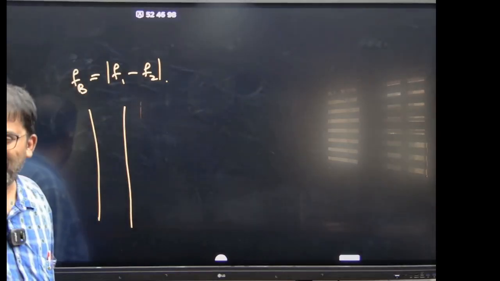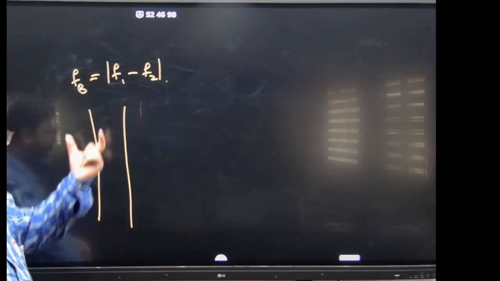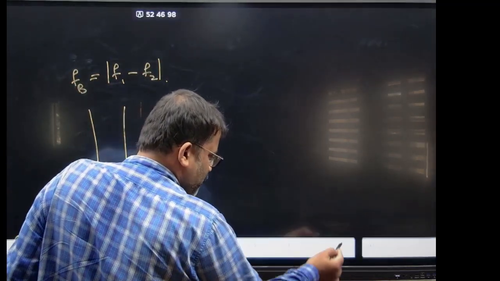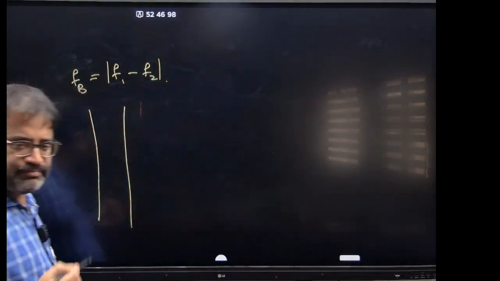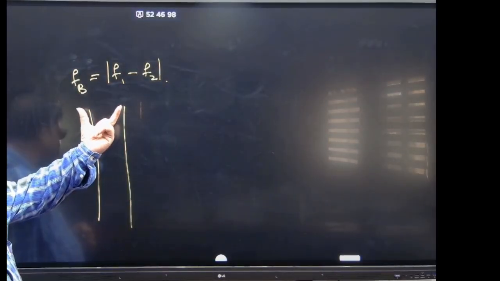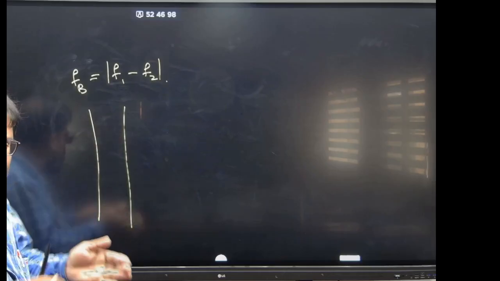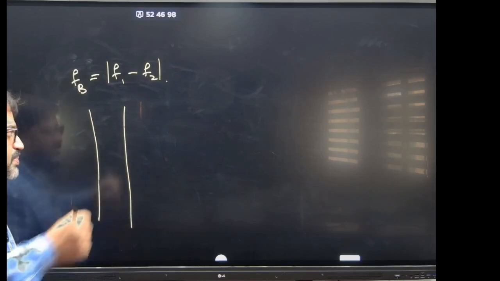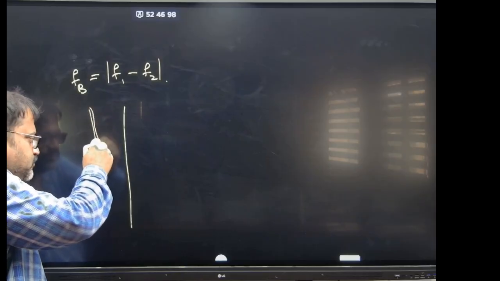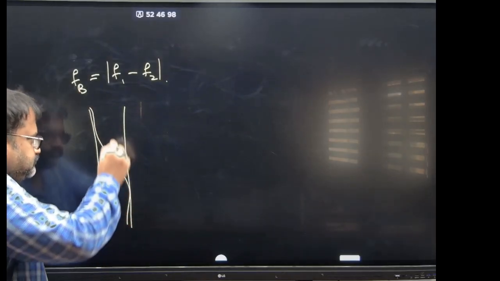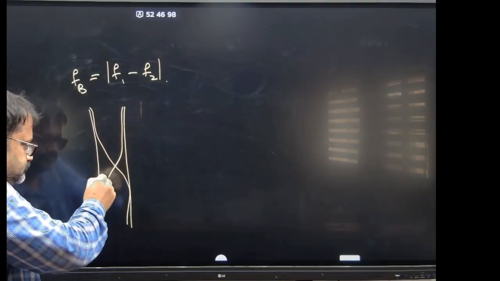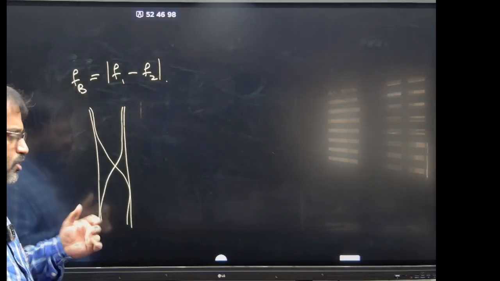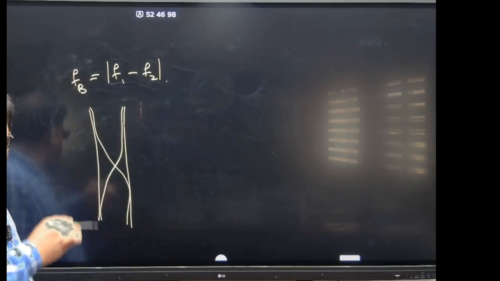In an open organ pipe, we have both ends open. So when you say both ends are open, it means that the vibration taking place at this end and this end will spread out. That means the vibration will be like this. So this is what we call an open organ pipe.